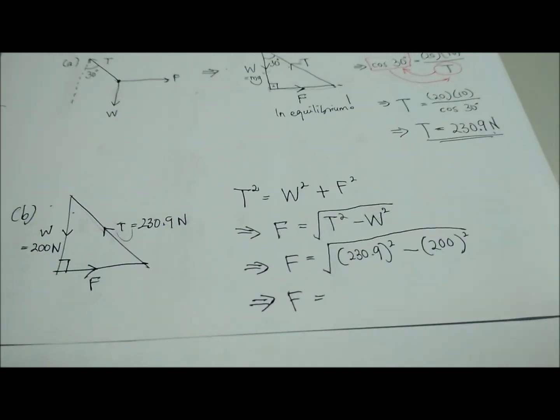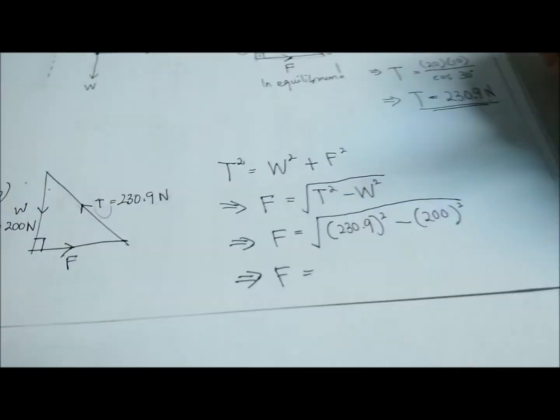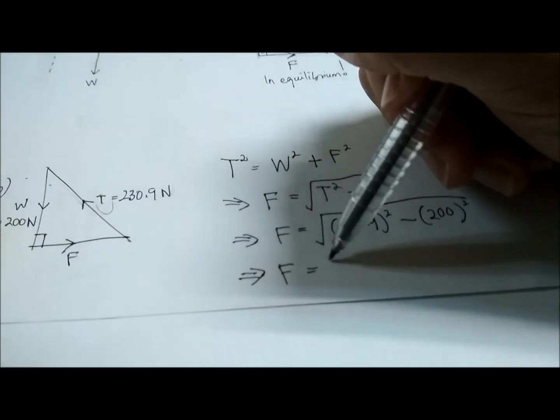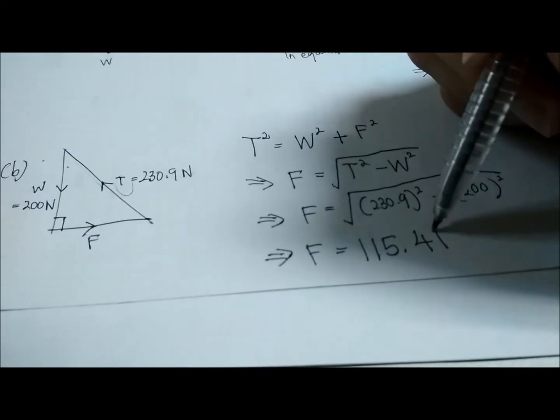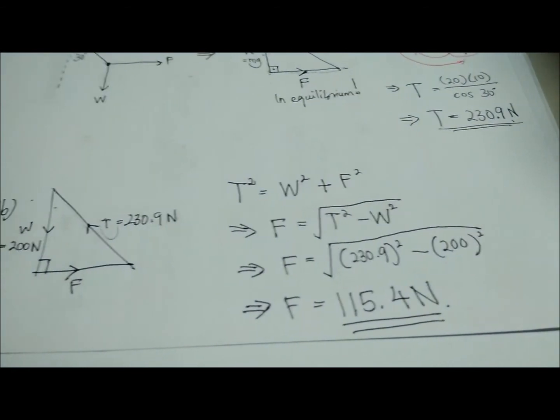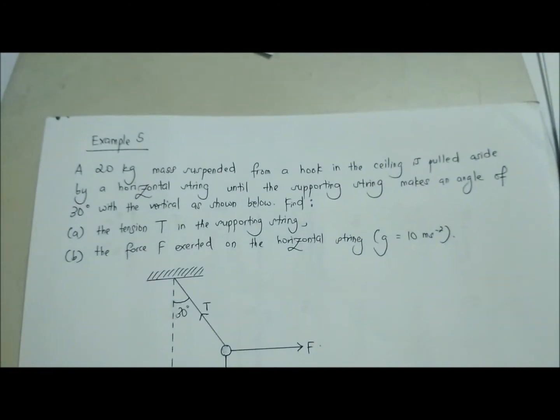So what did you get? F is equal to 115.4 Newton. Okay, so that is for example 5.